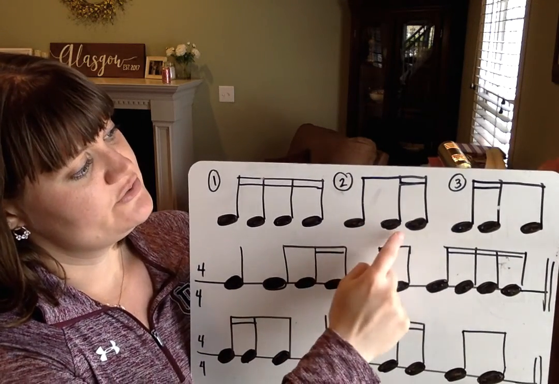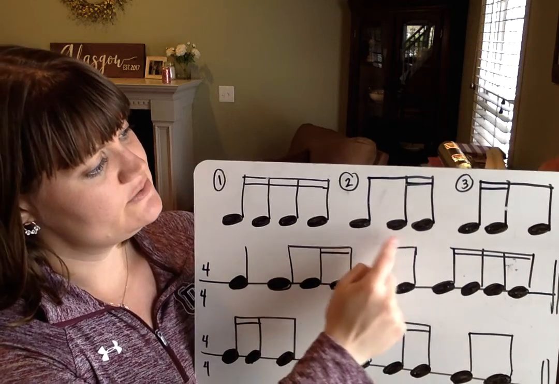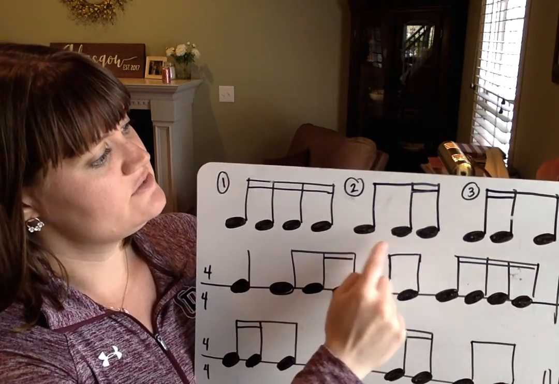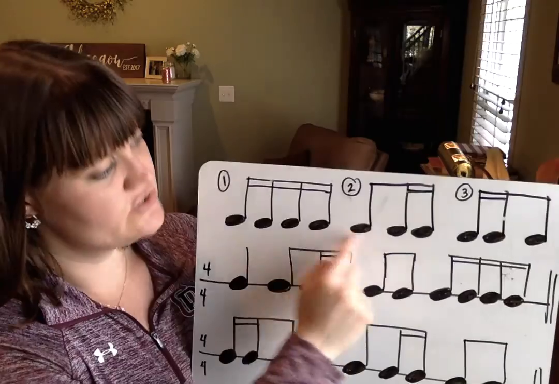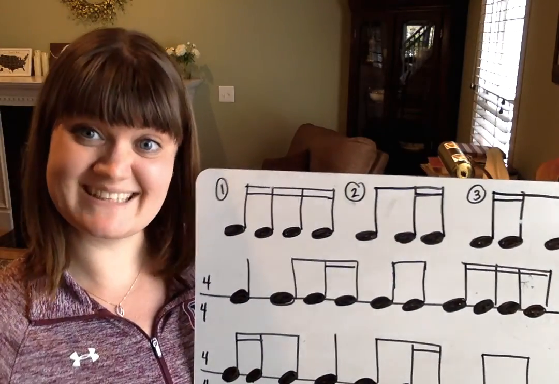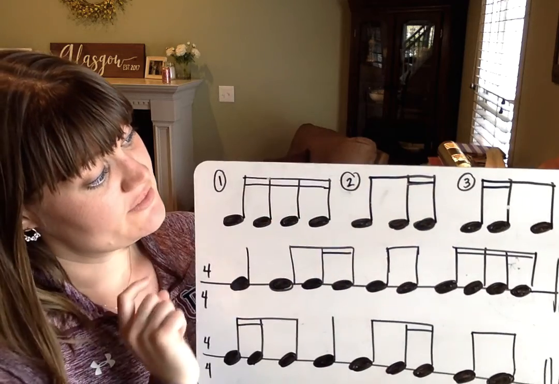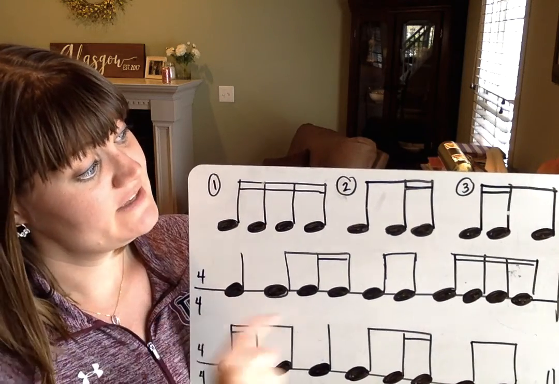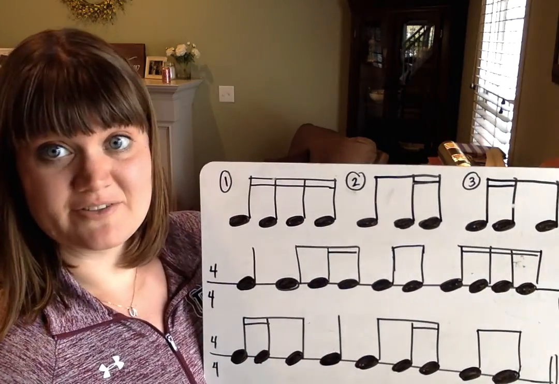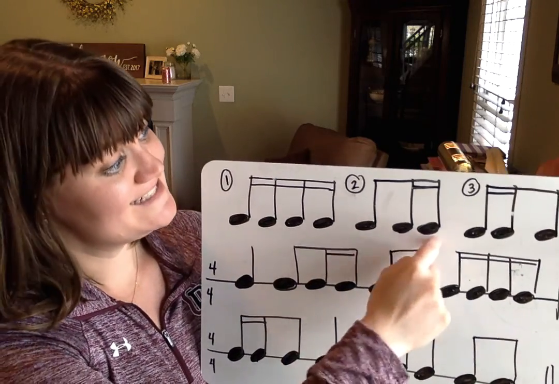Du, da-de, du, da-de, du, da-de, du, da-de, du, da-de, du, da-de, du, da-de, du. Does that make sense? The first part is our du, because it's worth half of our macro beat, and then the second part we divide further, so we say du, da-de.